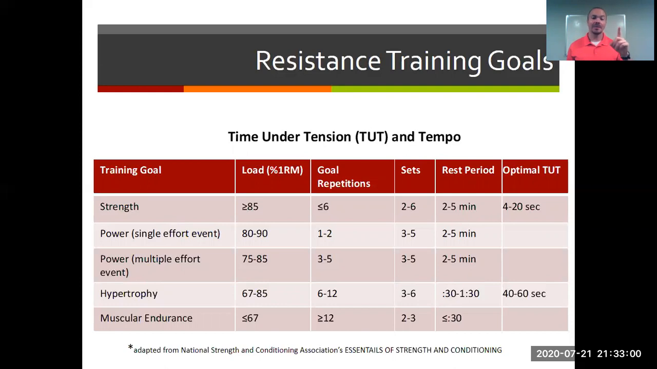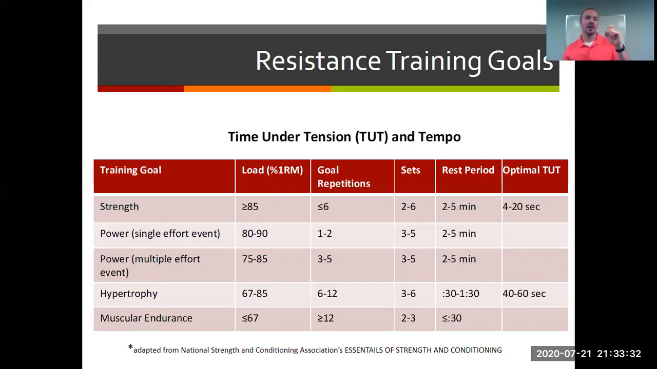I'm going to do a lot of my lifts with 85% and above of my 1 rep max. If I want to get better hypertrophy, a lot of my sets are going to take place between 67 and 85% of my one rep max. And then my goal repetitions with those weights is going to vary as well, and the sets that I use them with, the rest period in between, and the optimal time under tension. So that TUT is time under tension. Think about hypertrophy as about 40 to 60 seconds.